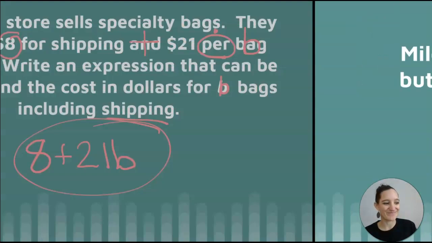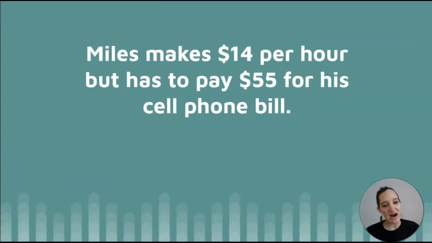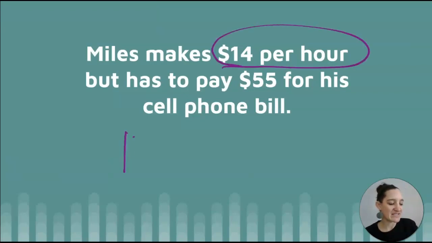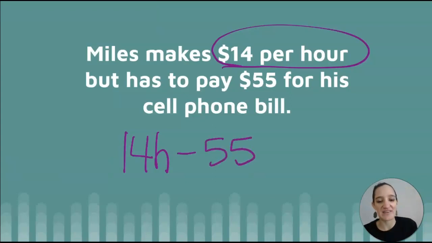Booyah. How you feeling? Miles makes $14 per hour, but has to pay $55 for his cell phone bill. Darn it. Okay, an expression for that will be $14 per hour. That's easy. 14 times H. But he has to pay $55. Okay, so do we add the 55 or would we subtract or multiply it? Well, if you have to pay it, he has to give it away, right? He has to take it away. So it's going to be $55 less than the $14 per hour. So let's take away the $55 there at the end. And that will give us his total for how much he made.